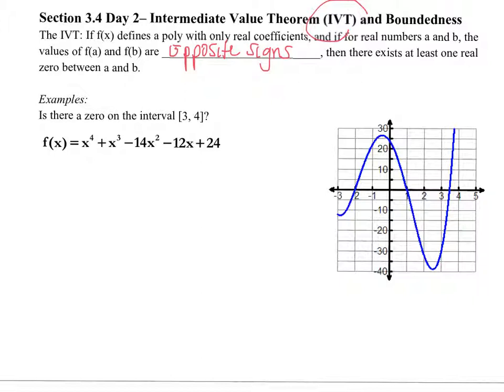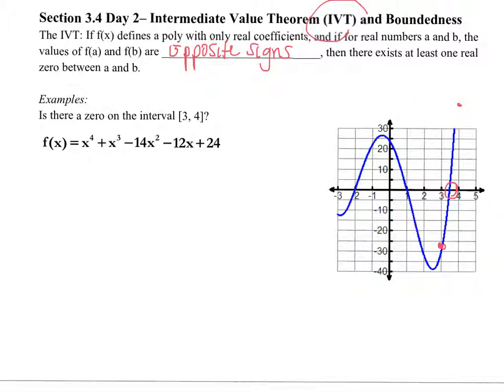Take, for example, this graph that we have here. We'll see the equation is given to the left, and the question asks if there is a zero on the interval of 3, 4. So if we look at the x values of 3 and 4, the value at 3 is negative, the value at 4 is positive. Therefore, yes, there does exist a zero on the interval of 3, 4.